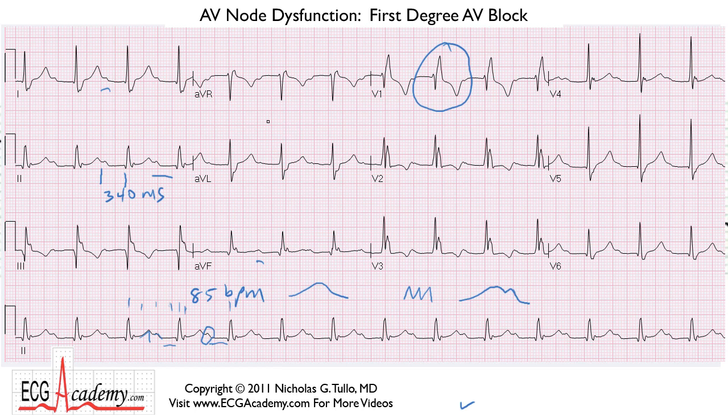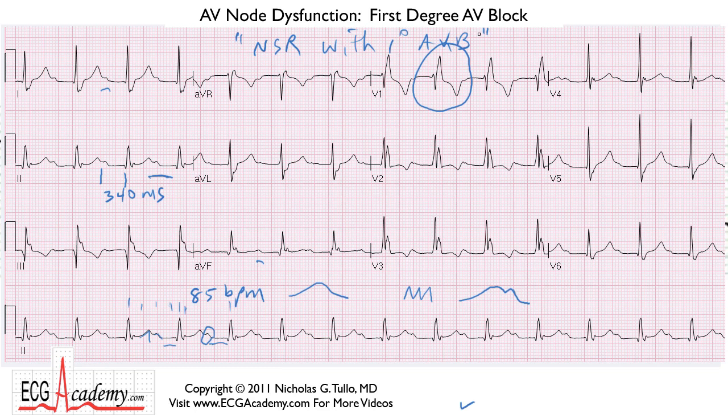If someone asks you what the rhythm is, and you just say normal sinus rhythm, that implies that AV conduction is normal, that you have one-to-one conduction, that the PR is within the normal limits. When you have AV conduction disturbances like this, the rhythm should be normal sinus rhythm with first degree AV block.